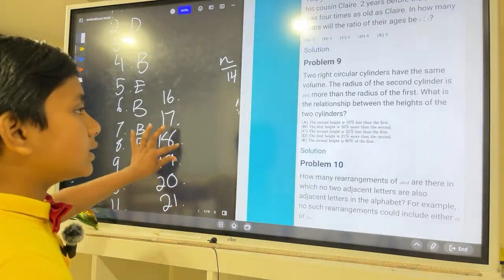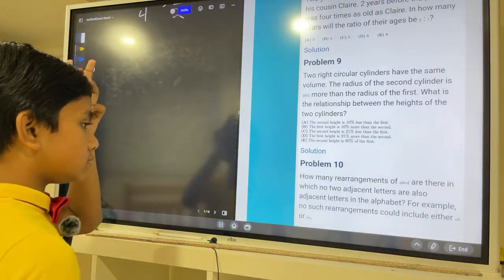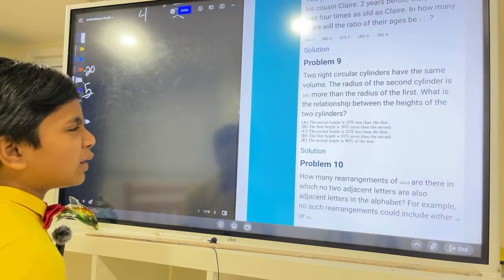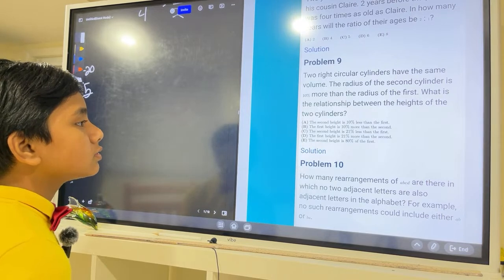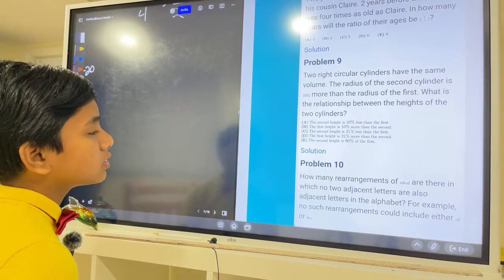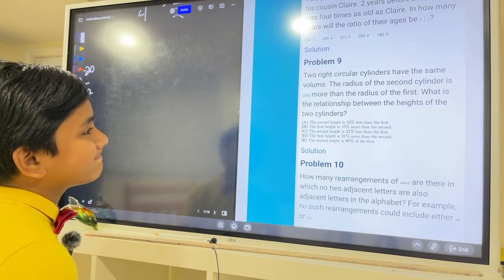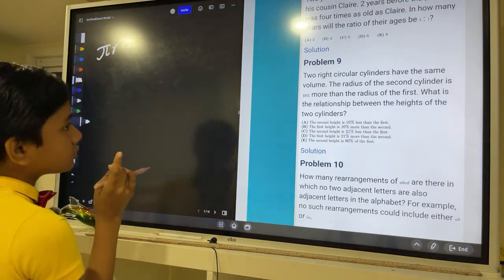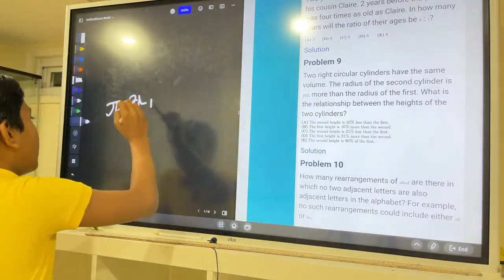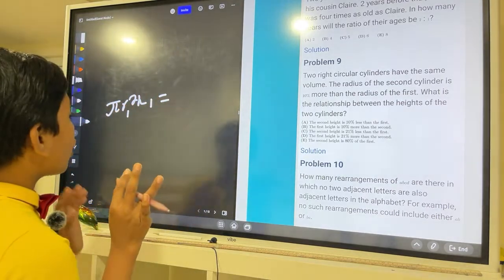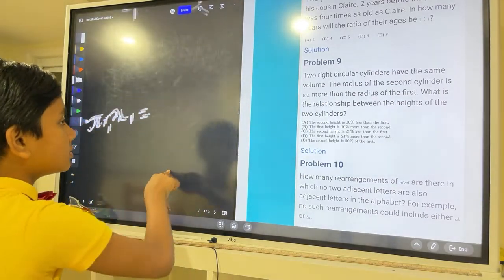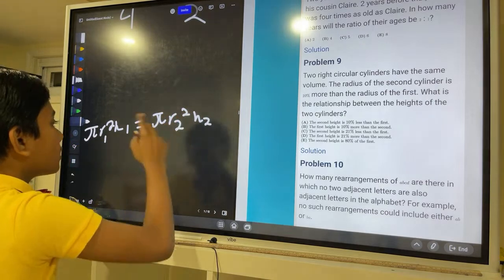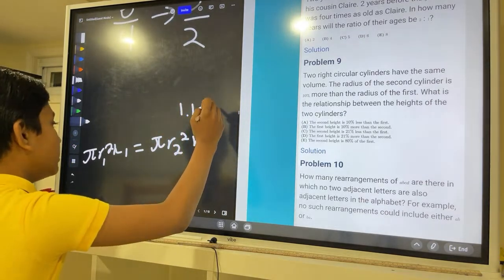Two right circular cylinders have the same volume. The radius of the second cylinder is 10% more than the radius of the first. What is the relationship between the heights of the cylinders? Pi r1 squared h1 equals pi r2 squared h2. So 1.1 R1 equals R2.